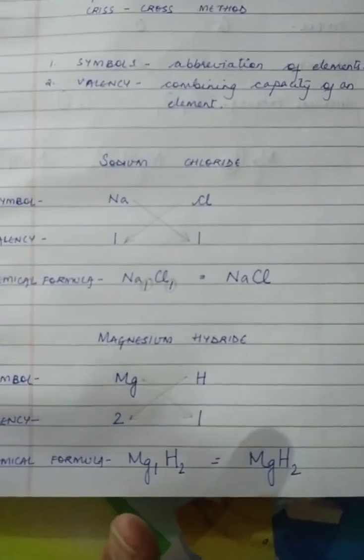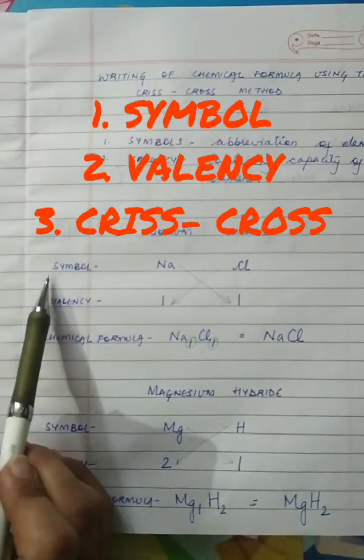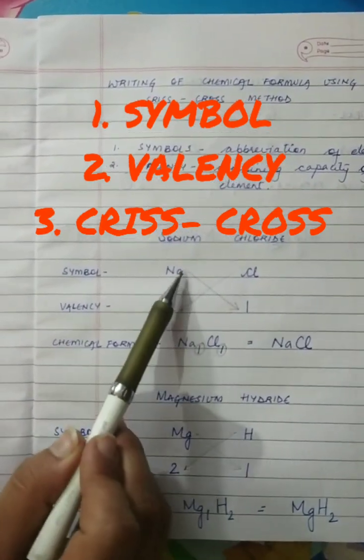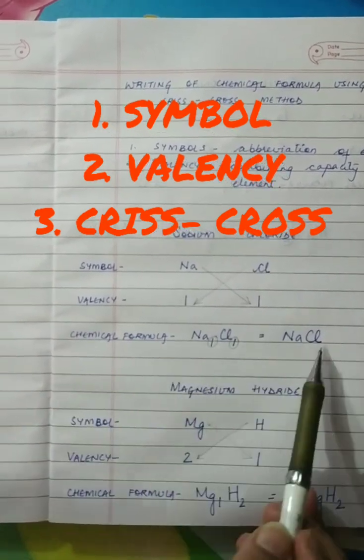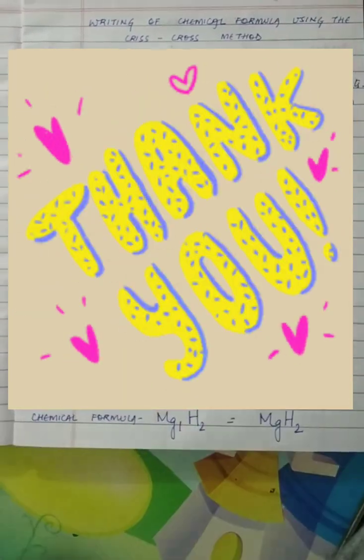So I hope you all understood how to write the chemical formula using the crisscross method. Simple. The first step is write the symbol. Next step is write the valency, then crisscross, and now write the chemical formula. And if there is 1, no need to write the number.